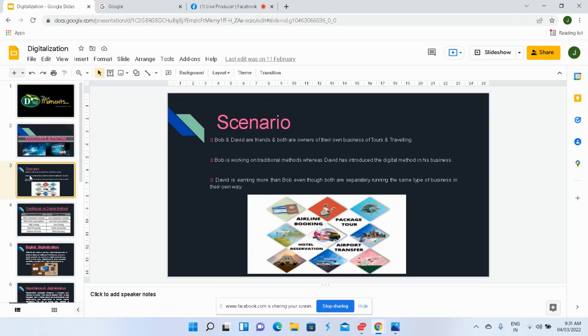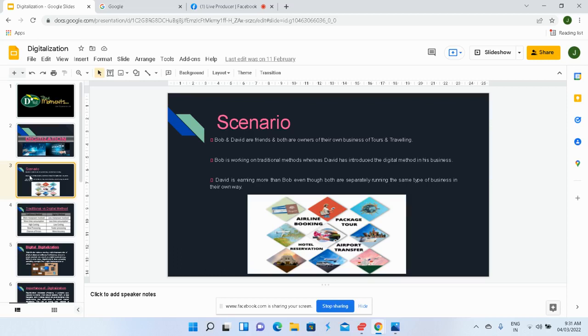The reason is that Bob is using the traditional way to run his business, which is more difficult, tougher these days. Whereas David is doing it the digitalization way, putting all the documents, approvals, bookings, everything in a digitalized method and giving services to the customers from time to time, where the customers are really happy and they are coming back again and again to give more and more business.